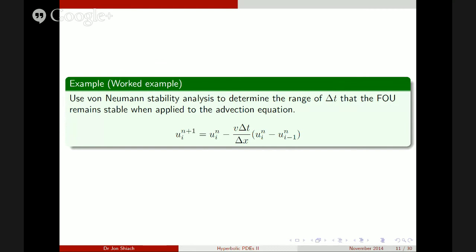If this is always positive and we need the whole thing to be negative, then 1 minus c must also be positive. So 1 minus c has to be positive, and therefore we can see c is less than 1. Remember, c is v delta t over delta x. If c is v delta t over delta x, this means delta t is less than or equal to delta x over v.